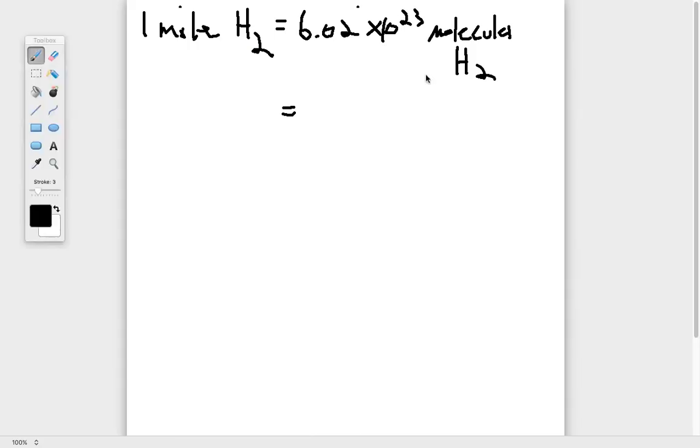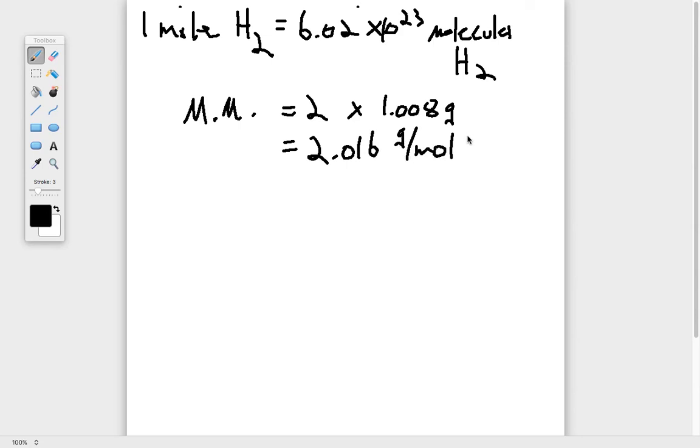So I would say that the molar mass for hydrogen is 2 times 1.008 grams. See that? There are 6.02 times 10 to the 23rd molecules of hydrogen, but there are twice that many atoms of hydrogen. It'd be like 12.04 times 10 to the 23rd atoms of hydrogen. So the molar mass for hydrogen isn't 1.008, it is 2.016 grams per mole. How do you like that?